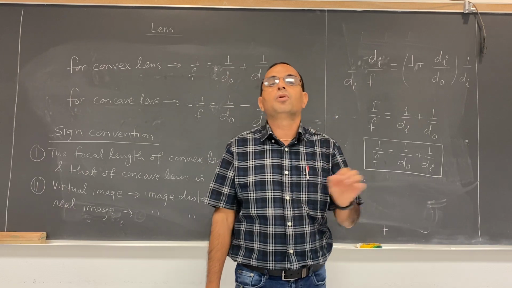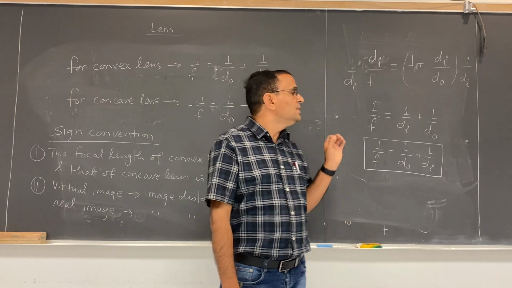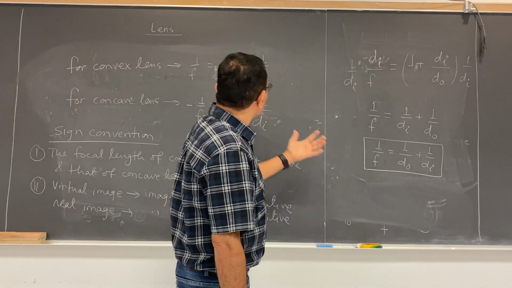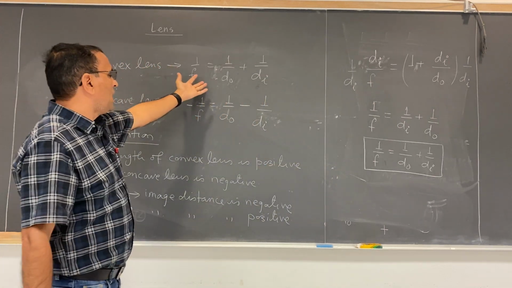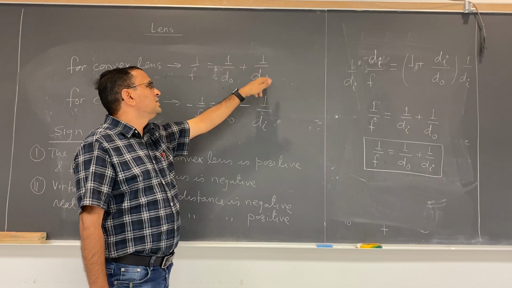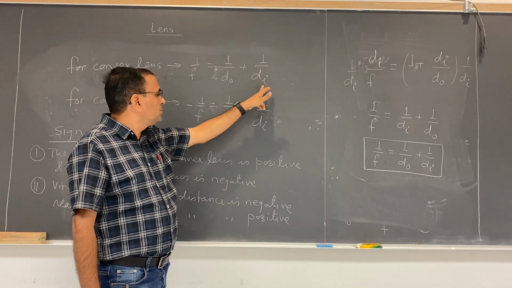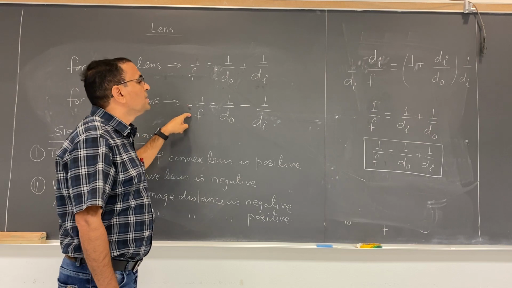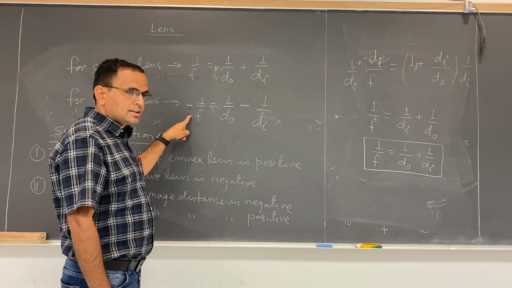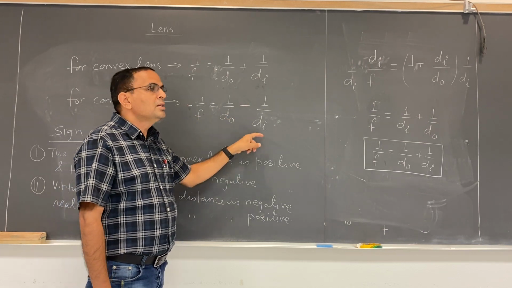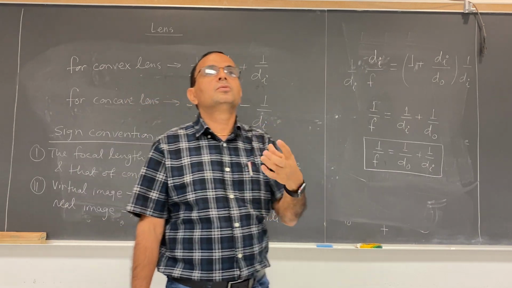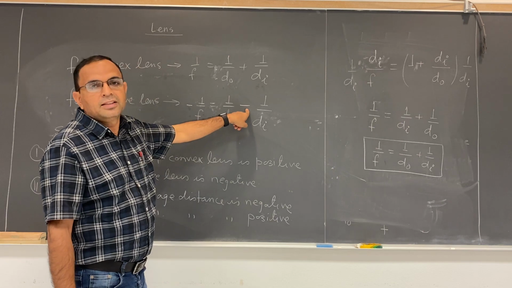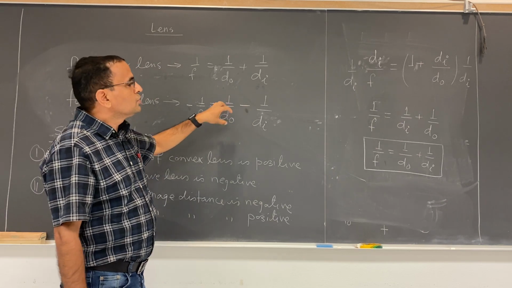Object height we take positive always. Okay, so this is the sign convention. And of course, to apply this formula, 1 over f equal to 1 over d sub o plus 1 over d sub i, you need to know the sign convention. I already applied that here, because this negative sign is because for a concave lens the focal length is negative, and this negative sign, the concave lens produces the virtual image. That is why the image distance is negative, and I put the negative sign there.